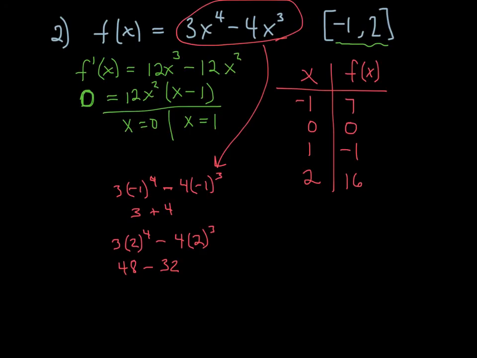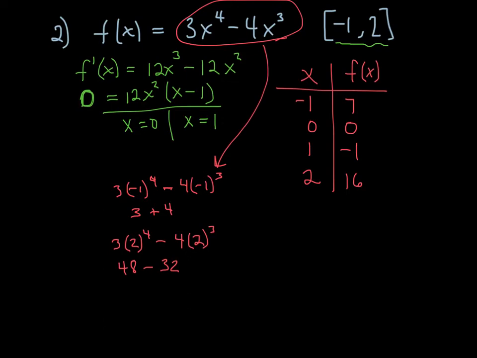Okay, so let's take a look at what you have and compare it with what I have here. First of all, check to make sure that your critical values are the same as mine. This is the derivative. You set that equal to 0. I had to factor out a 12x squared, so I ended up with critical values of x equals 0 and x equals 1.